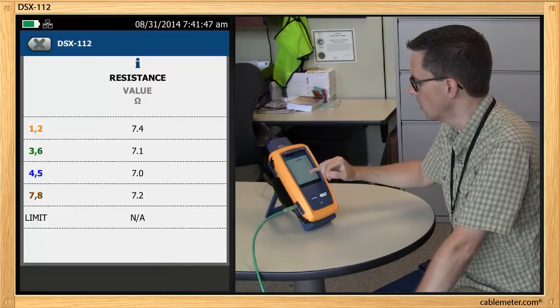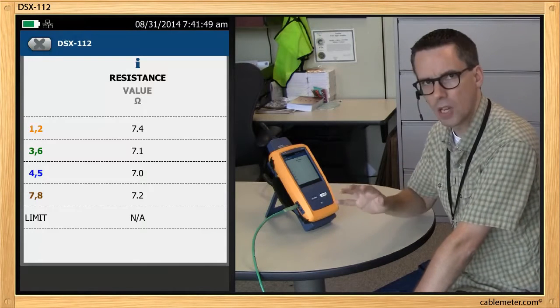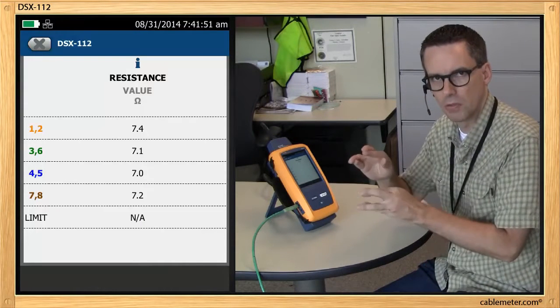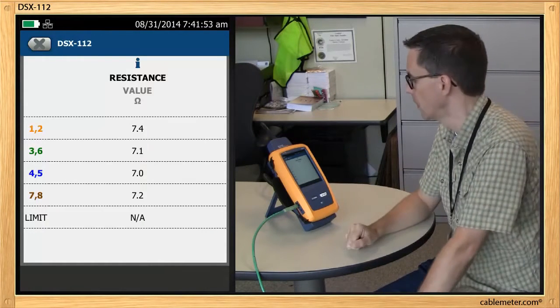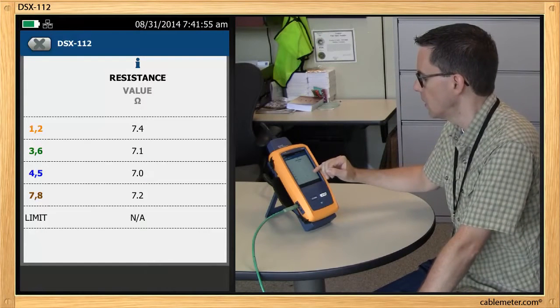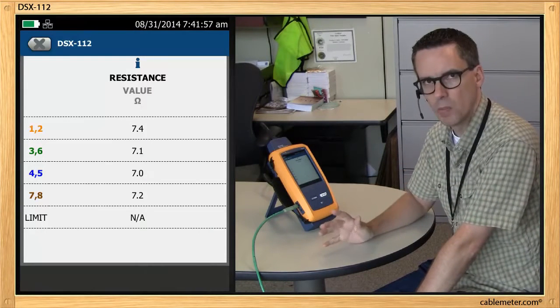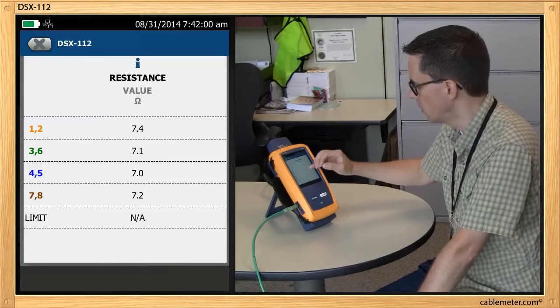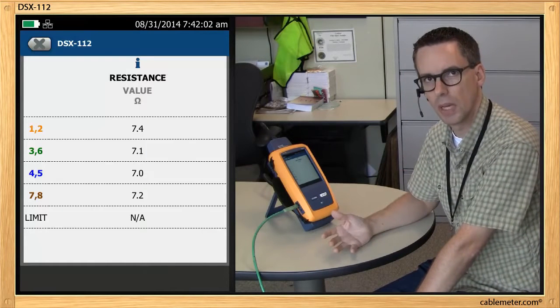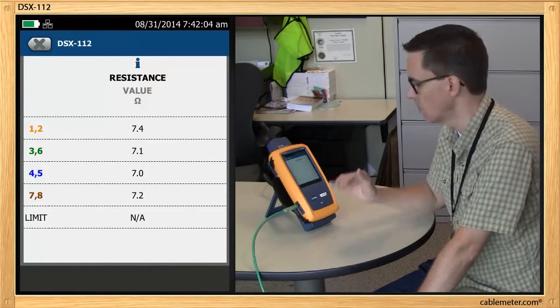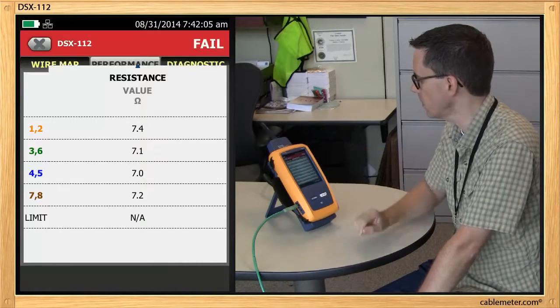When we look at the resistance of the 4 pairs, they are slightly different between each because that's the difference in the twist rates in the cable. But they're not significantly different. If they were more than 1.5 ohms or 2 ohms difference between them, then I would be concerned about a DC contact resistance issue. That's not the case here.